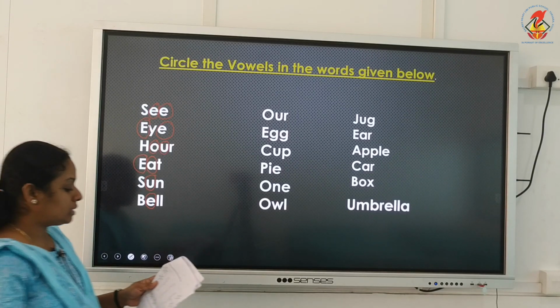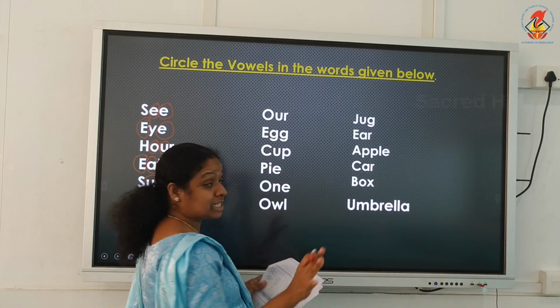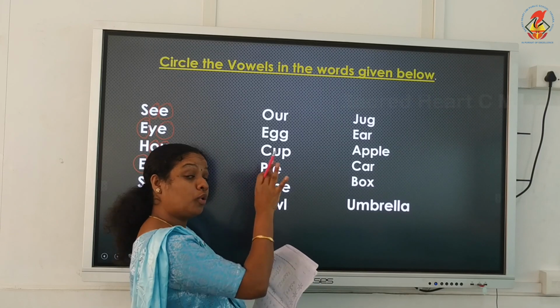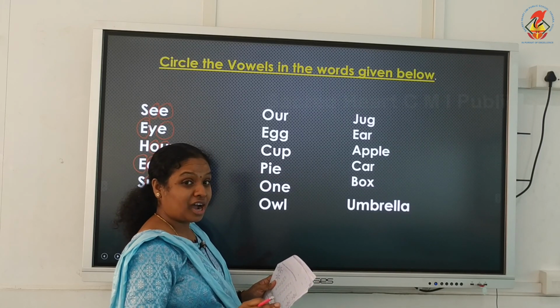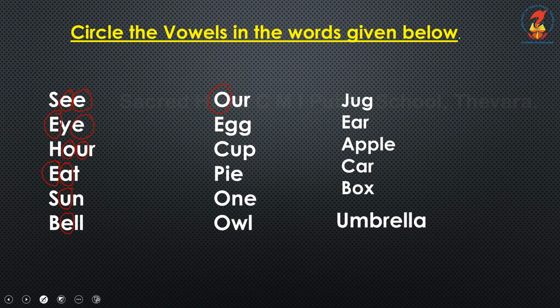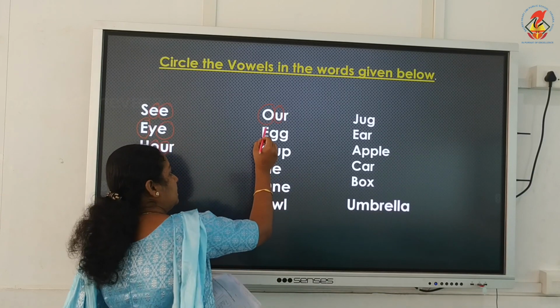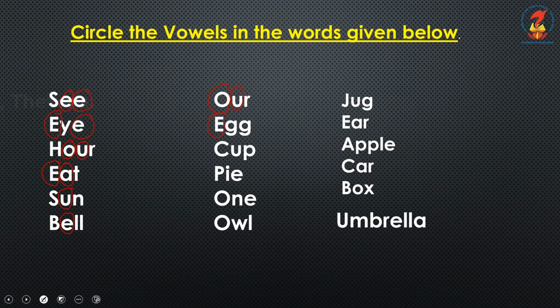Okay, the next one is owl. Okay, owl. So which are the letters you have to circle? Which are the vowel letters given in the word? It's O and U. Have to circle O and U. Okay, good children. And the next one is egg, E-G-G, egg. And which is the vowel sound? That is E, isn't it? So you have to circle E.